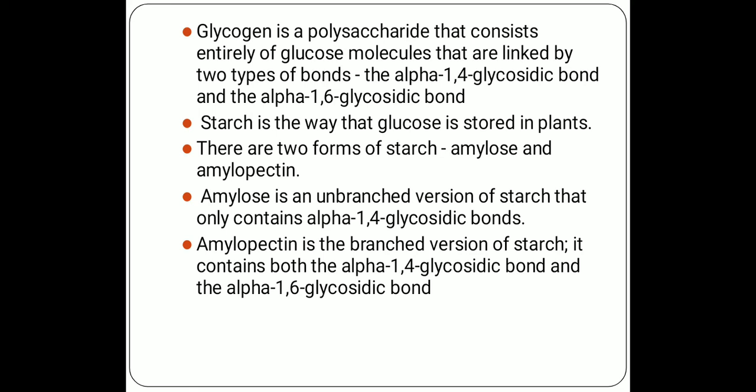Glycogen is a polysaccharide that consists entirely of glucose molecules that are linked by two types of bonds, that is, alpha 1,4 glycosidic bond and alpha 1,6 glycosidic bond. Starch is the way that glucose is stored in plants. There are two forms of starch, amylose and amylopectin. Amylose is an unbranched version of starch that contains only alpha 1,4 glycosidic bonds, whereas amylopectin is a branched version of starch. It contains both alpha 1,4 and alpha 1,6 glycosidic bonds.